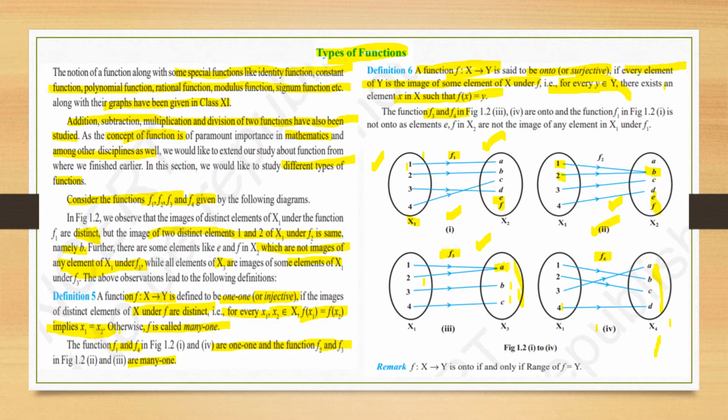And here, this is not onto because e and f, some elements, are left which are not having any pre-image. So this is why f1 and f2 are not onto.